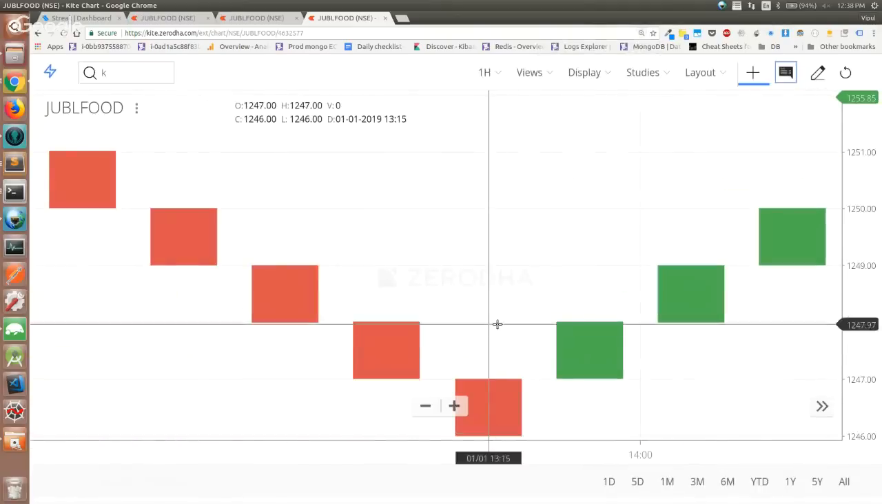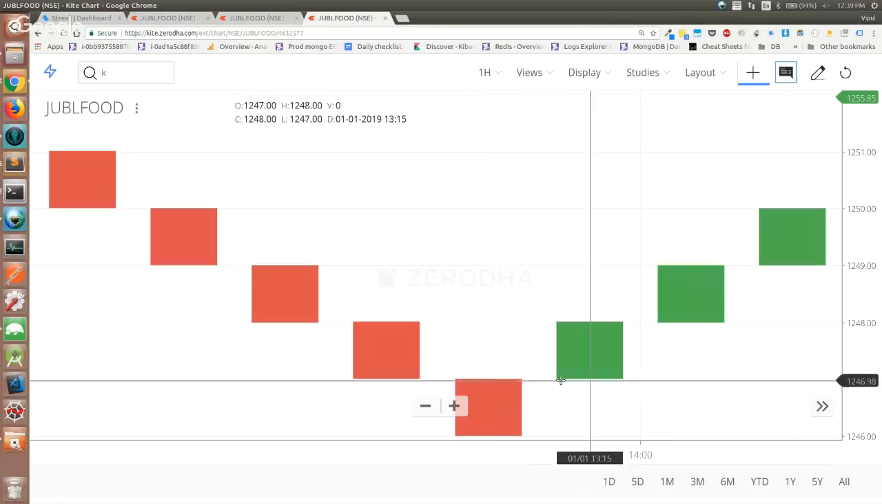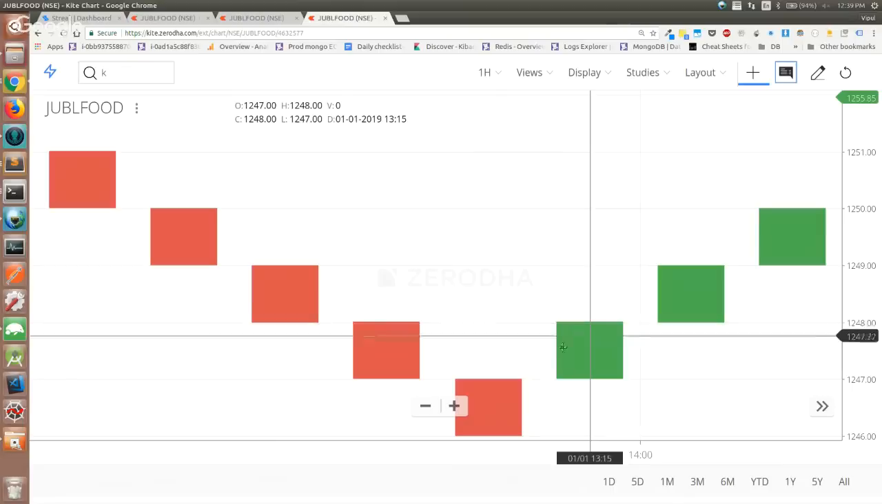Okay, so a red Renko bar forms when the price has moved down by 1 rupee. In this case, open is 12,047 and close is 12,046. Now for a green to form after a red, the price has to first catch up to this point, which is 1 rupee in the positive direction, and then again 1 rupee up to 12,048 for a green Renko to get formed. So that's what I'm trying to say.